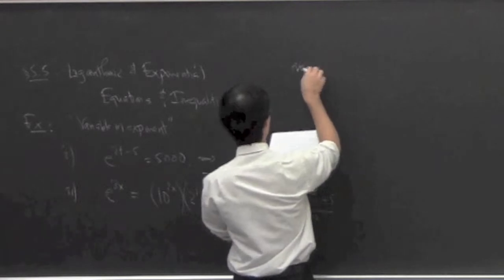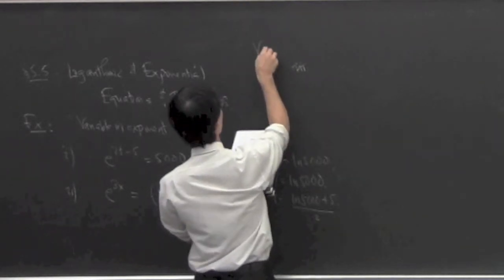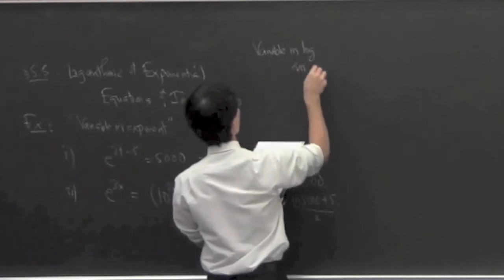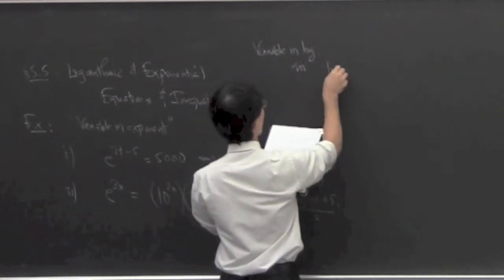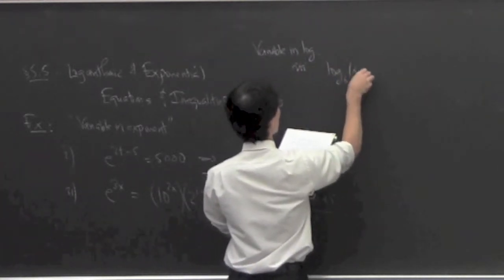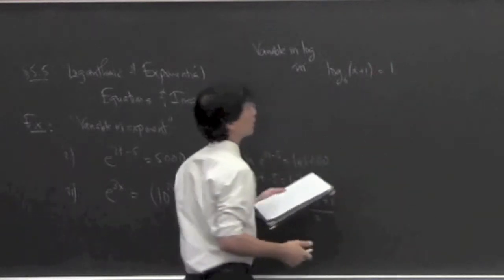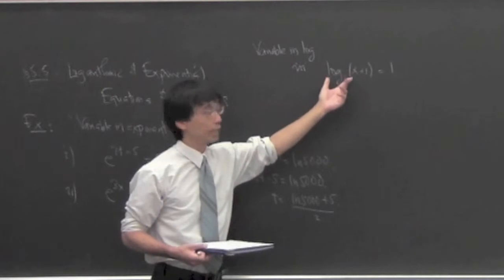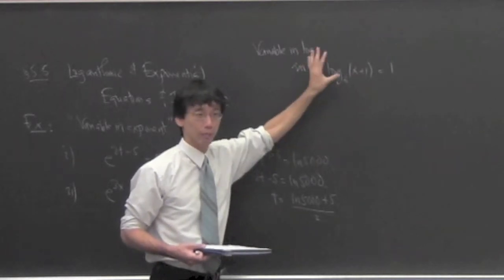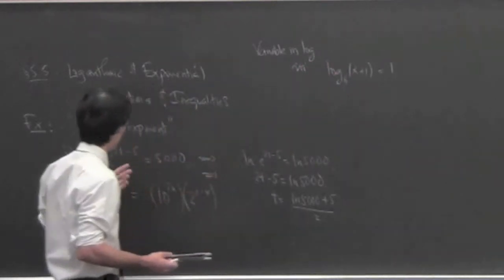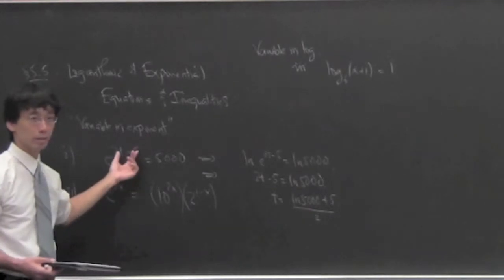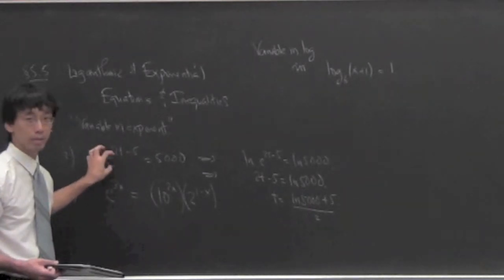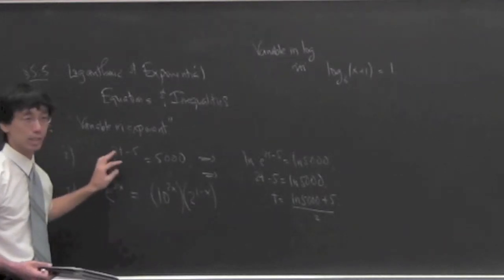Another kind of example, you have the variable inside the log. So, for example, log base 6 of x plus 1 is equal to 1. Right? So the variable is in the log, and to pull the variable out, we just have to get rid of the log. Just like here, we had something in the exponent. Well, we had to get the exponent out by canceling off this exponential function.